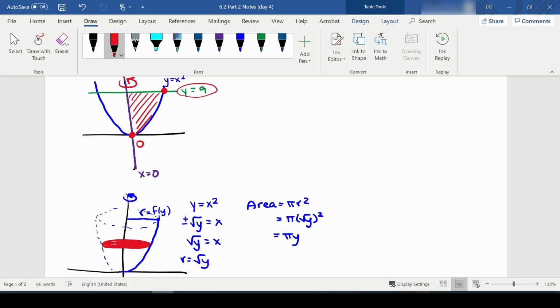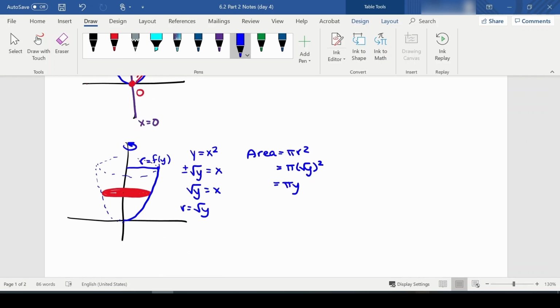We're rotating about the y-axis, so we need the y coordinates of intersections because we're taking the function with respect to y. So we can proceed. Therefore, our volume is going to be the integral from 0 to 9 of the area, which is pi y, integrated with respect to y.